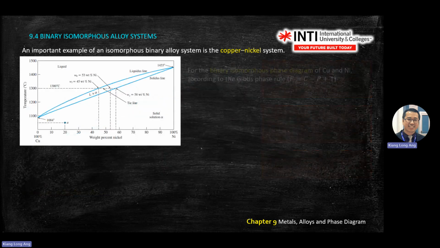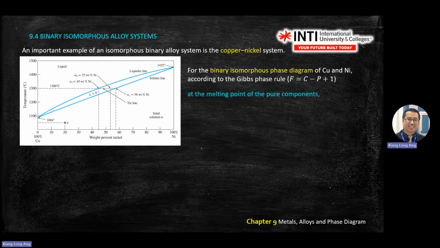Okay. Before we go home today, we need to learn what the Gibbs phase rule is. The Gibbs phase rule, again, we are using +1. Why are we using +1? Because this is a binary system. We call it a binary system or two-component system.